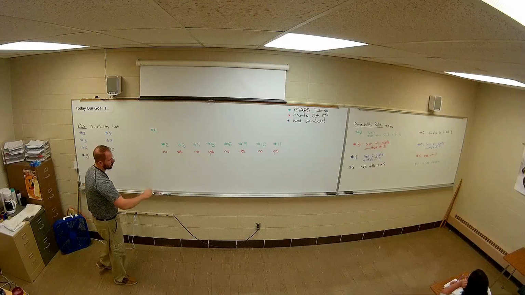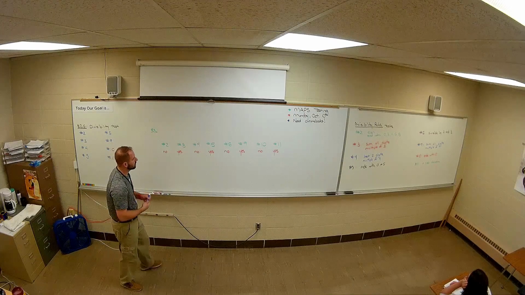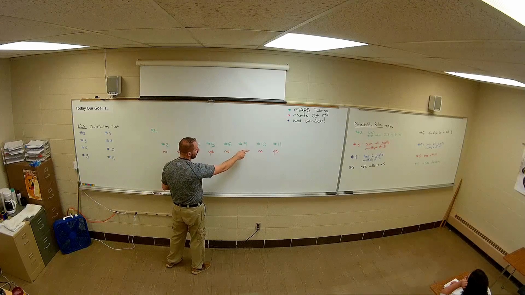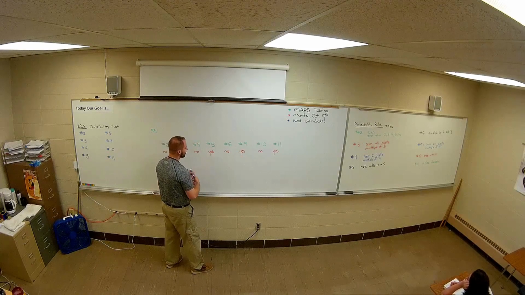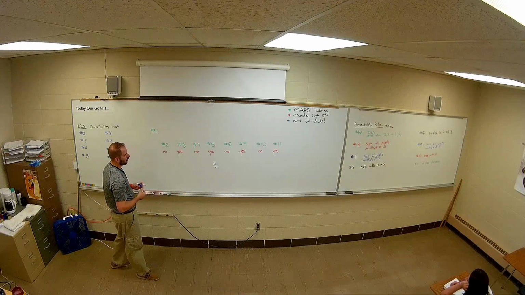If 10 doesn't work, what does your number have to end in then? It has to end in a 5. Because 10 didn't work, so it did not end in a 0, but 5 works. So somehow this number has to end in a 5. That's just something you need to realize.